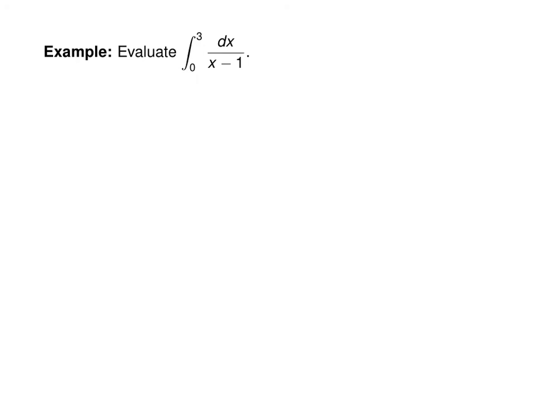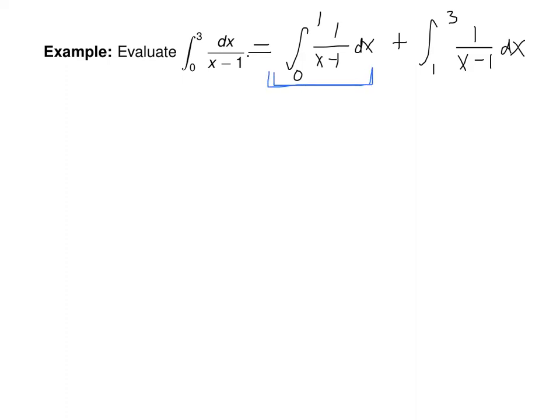Alright, evaluate the integral from 0 to 3 of dx over x minus 1. So here the problem is that this function, 1 over x minus 1, is not defined at 1. So we have to break this into two integrals, one from 0 to 1, 1 over x minus 1 dx, plus 1 to 3, 1 over x minus 1 dx. And let's just work on this first one.